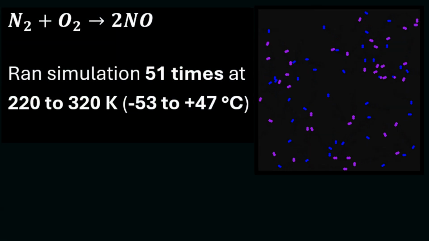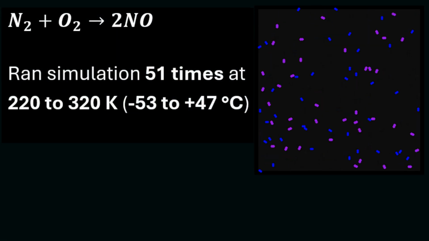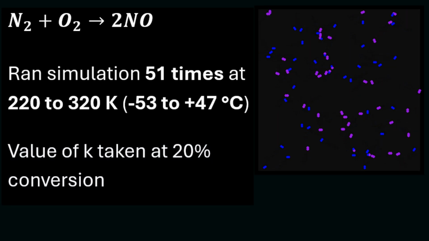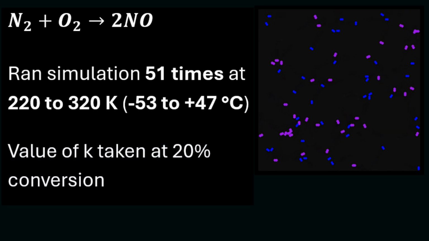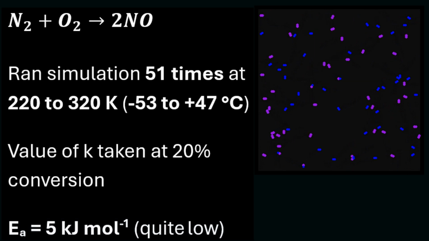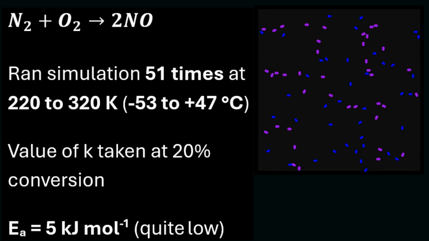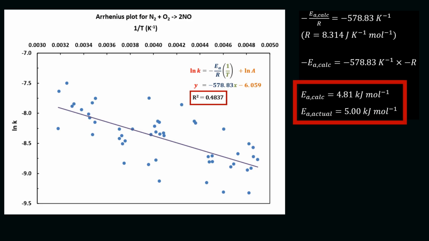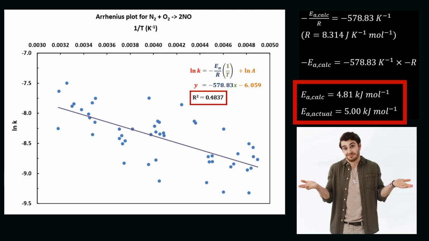To obtain this, I ran the simulation at temperatures between 220 and 320 Kelvin, i.e. minus 53 to plus 47 degrees C, getting k at 20% conversion. So that the reactions were more probable, I had to use a quite low Ea of 5 kJ per mole compared to e.g. 75 kJ per mole for hydrogen peroxide decomposition. Nonetheless, although there was no particularly strong linear fit, it gave an Ea value of 4.8 kJ per mole, which I'd say is close enough.